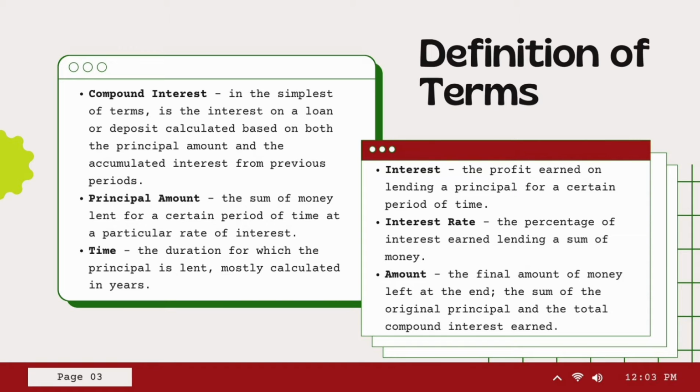Interest, the profit earned on lending a principal for a certain period of time. Interest rate, the percentage of interest earned lending a sum of money. Amount, the final amount of money left at the end, the sum of the original principal and the total compound interest earned.